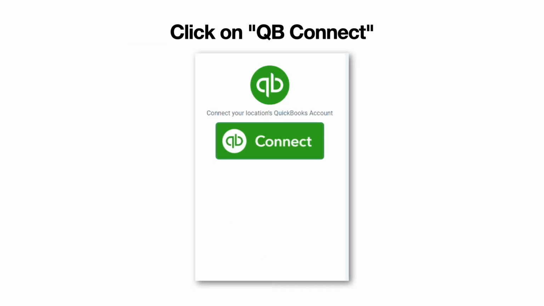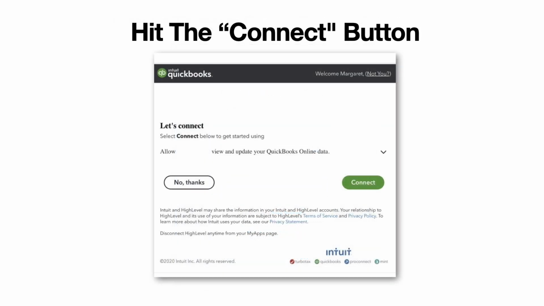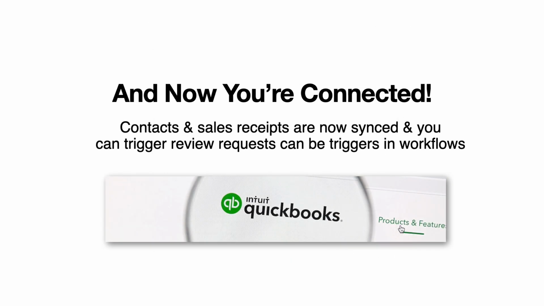From there, go ahead and locate the QB Connect, which is the QuickBooks connection, and go ahead and click on it. You're going to now be prompted to log into your QuickBooks account, so go ahead and log in. Once you're all logged in, make sure you hit the Connect button. And now you're connected. Contacts and sales receipts are now synced, and you can trigger review requests in your workflows.